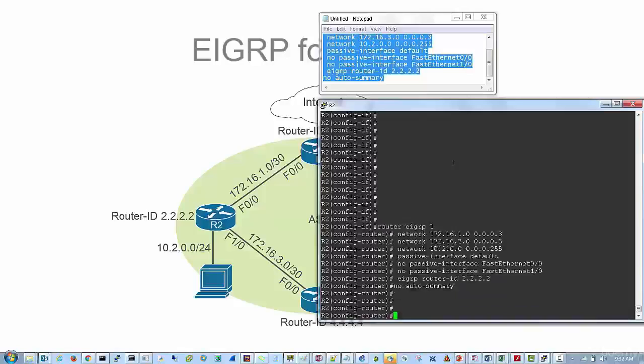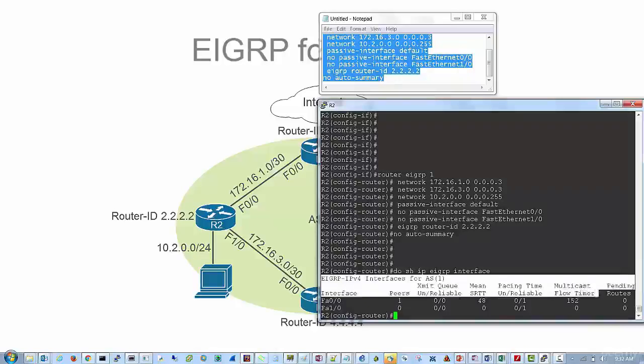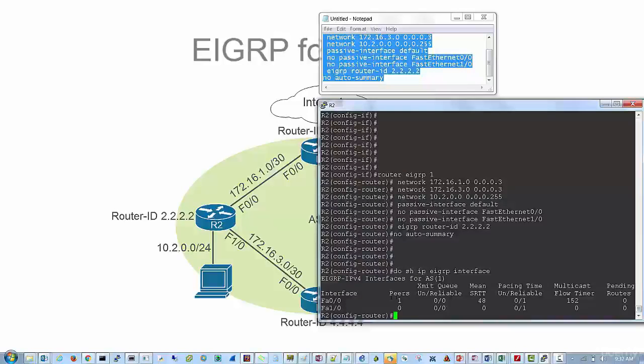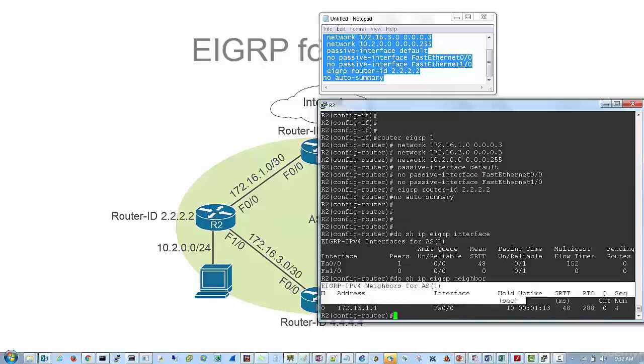Paste in our R2 script, run our verification command of show ip eigrp interface, and we see we have two interfaces enabled for EIGRP, and we have a peer off of the F0/0 interface, which if we run the command show ip eigrp neighbor, we see that we have a peering to the R1 router, just like we wanted.